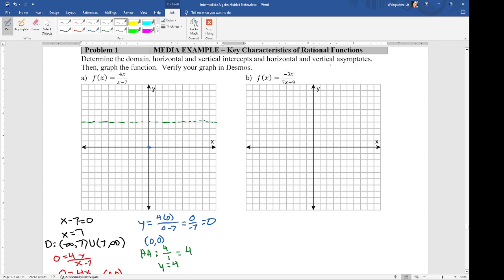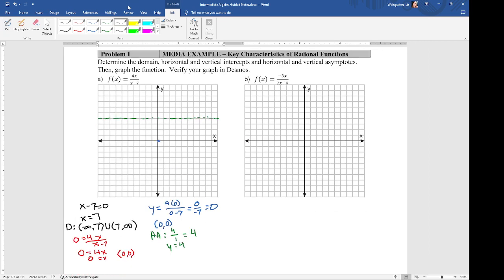Finally, we have our vertical asymptote. Vertical asymptote's not too bad. The vertical asymptote is the number that is not allowed in your domain. So our vertical asymptote is going to be, and it goes up and down, so it's going to be x equals 7. There are some caveats to that, but those caveats are not covered in this class. For the purposes of intermediate algebra, that is going to be our vertical asymptote. You'll learn more about this in college algebra if you take that class. So here is our vertical asymptote.